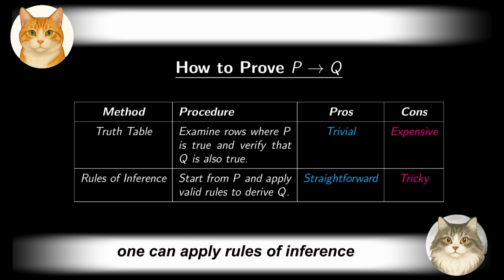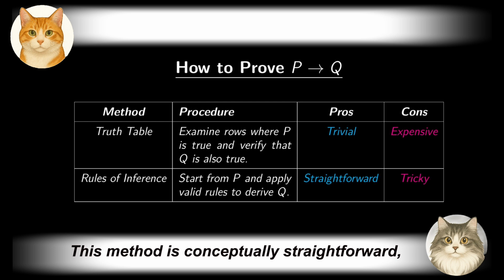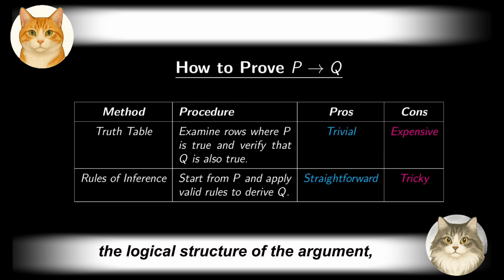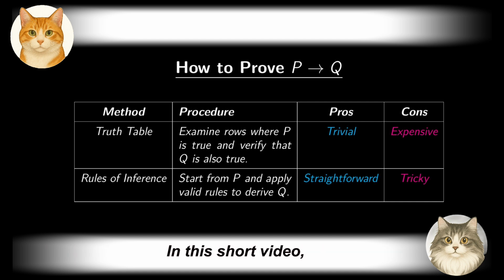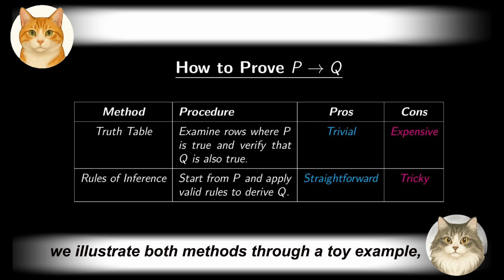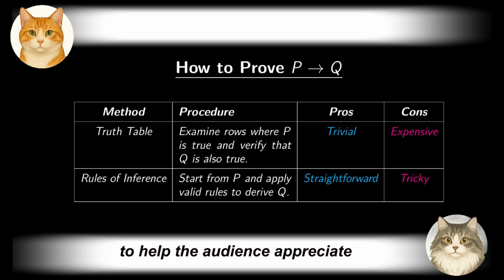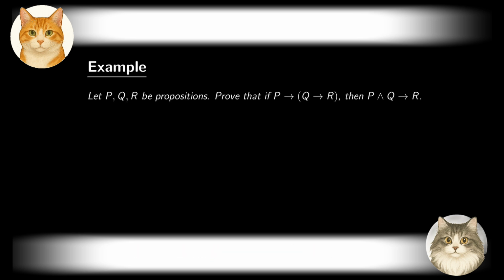Alternatively, one can apply rules of inference by assuming P as the premise and deriving Q through the application of a sequence of valid rules of inference, preserving truth at each stage. This method is conceptually straightforward and clearly reveals the logical structure of the argument, but it often requires insight or strategic observation. In this short video, we illustrate both methods through a toy example to help the audience appreciate the strengths and limitations of each approach.